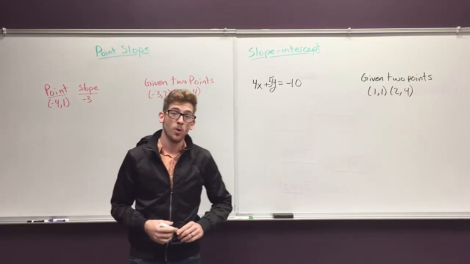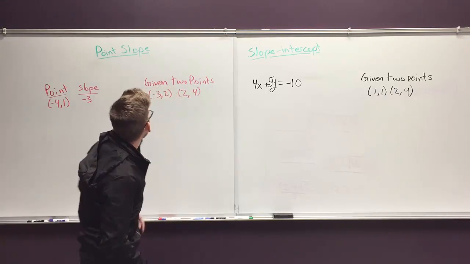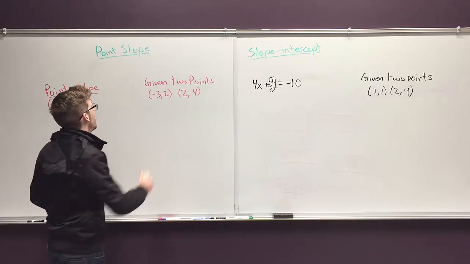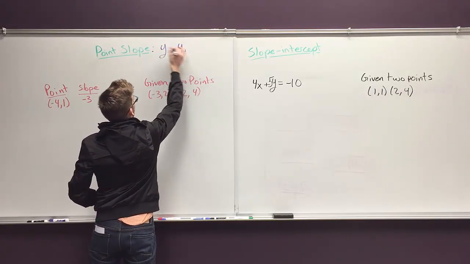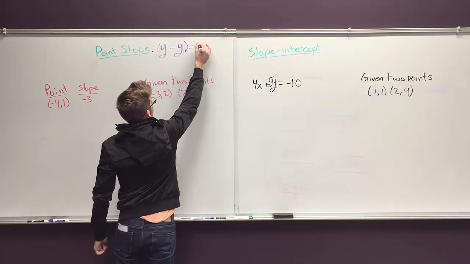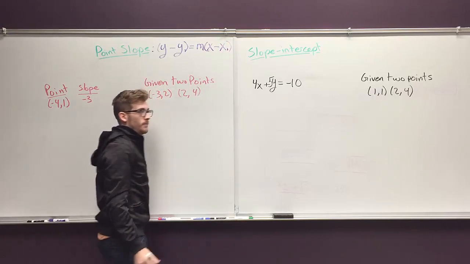In this video, we're going to look at point slope and slope intercept forms. First, let's look at point slope. Point slope form is just y minus y1 equals m times x minus x1.